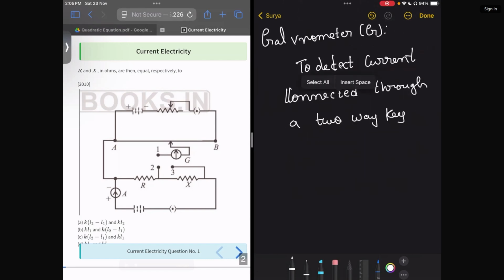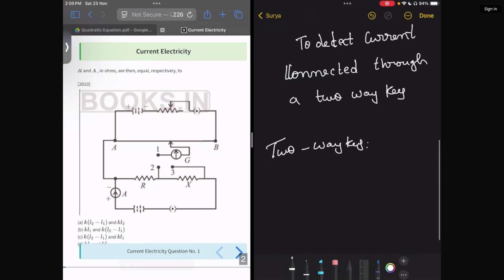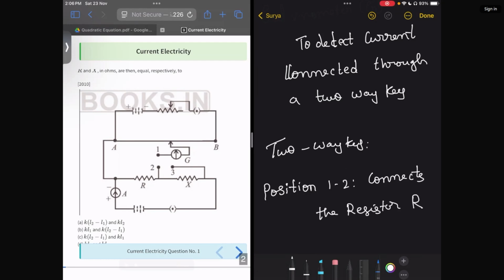There are two-way keys, right? This key allows us to switch between two positions. If we connect 1 and 2, there is a current flow in one direction; with 1 and 3, the flow is in a different direction. Position 1 and 2, as shown in the figure, connects only the resistor R.